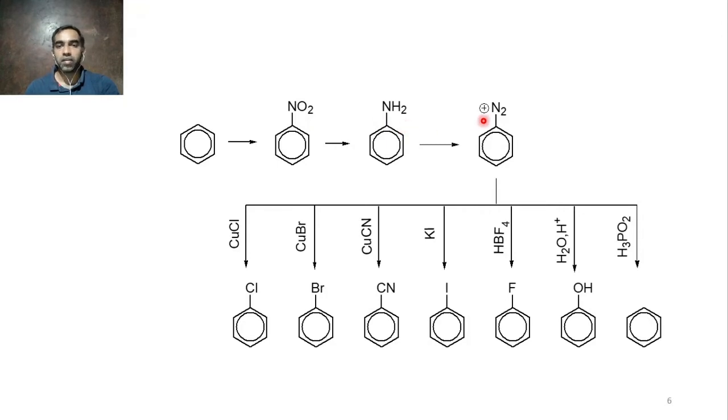You can convert it into diazonium salt. Then you can convert it into all these. Okay, this is shown in one diagram, how you can convert it into various halides, even up to fluoride, by reacting with HBF4, then phenol and benzene.